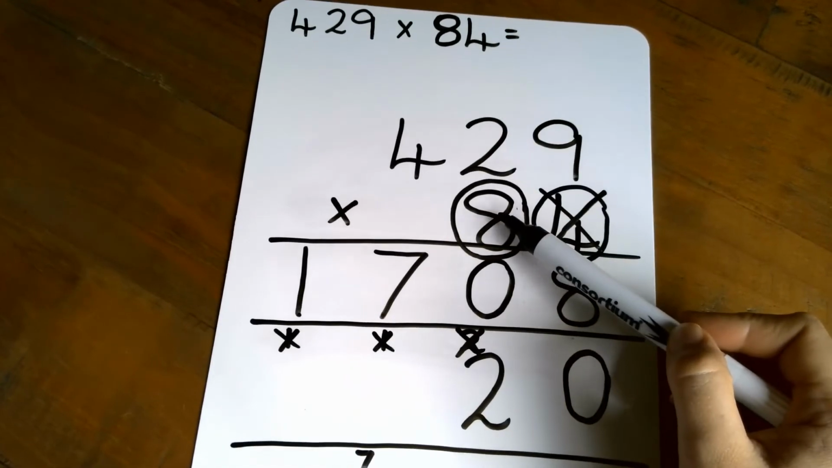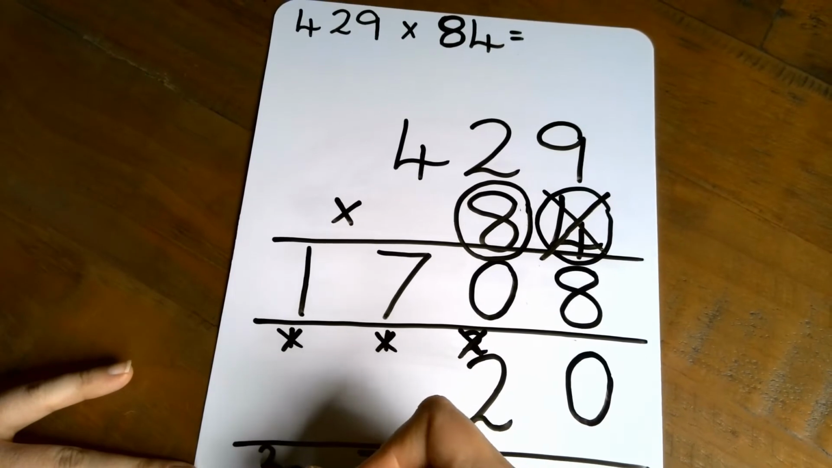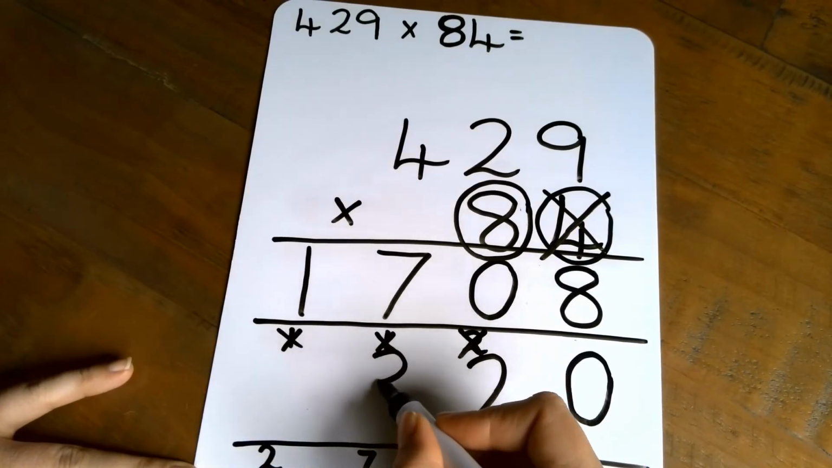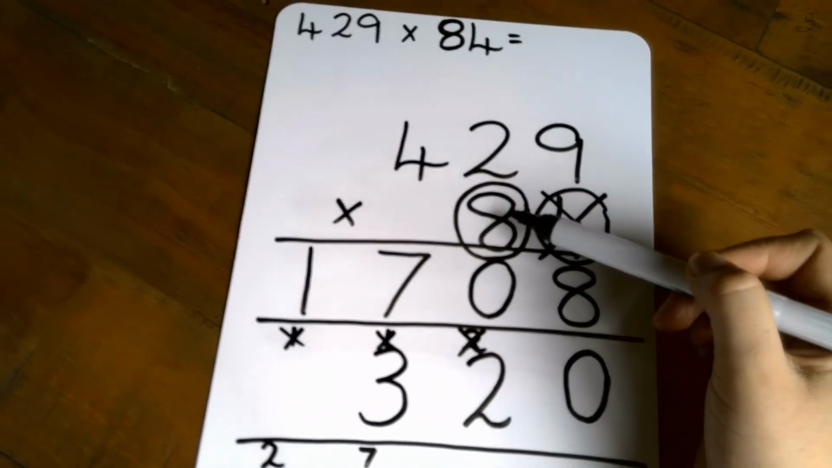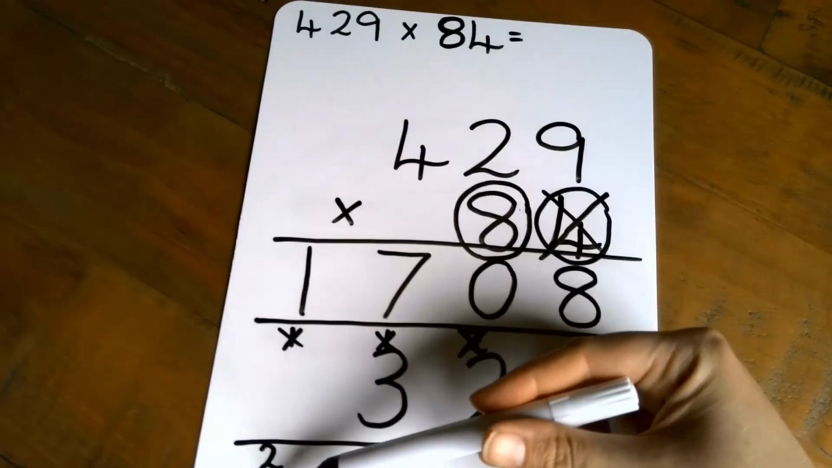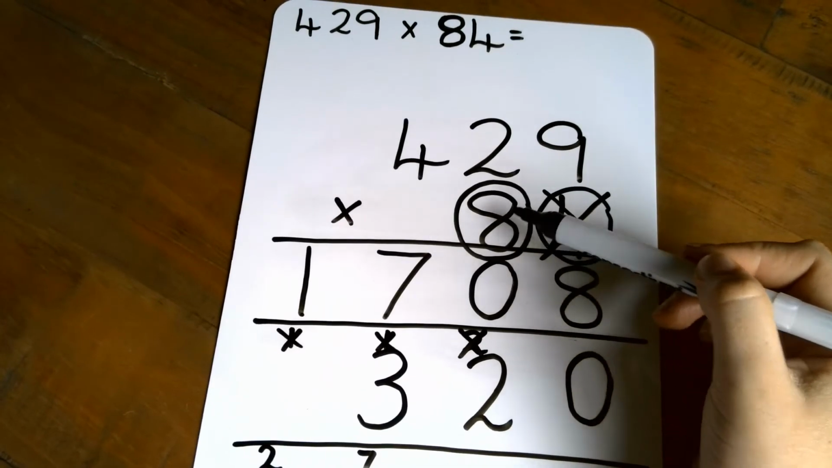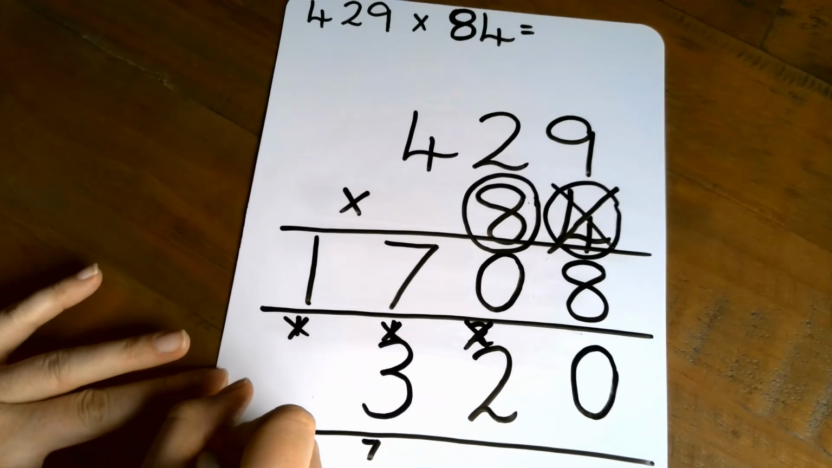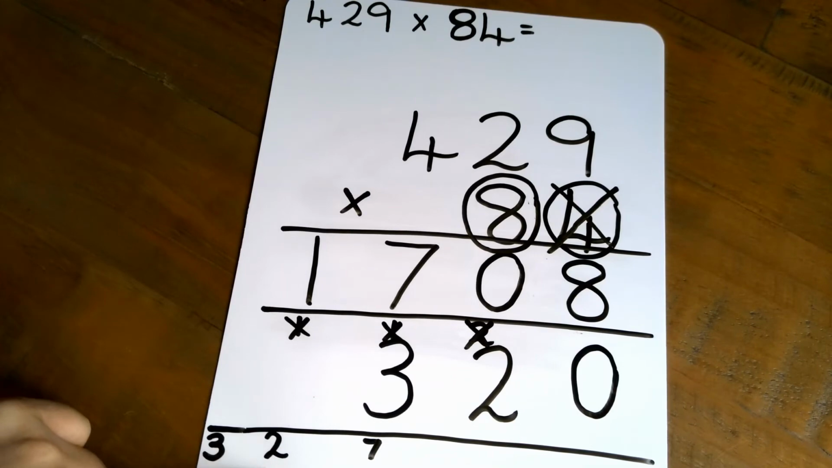2 times 8 is 16. Add the 7, 23. The reason it's 2,300 is because 20 times 80 is actually 1,600. Add 7 tens is 2,300. 4 times 8 is 32. Add this 2 here is 34.